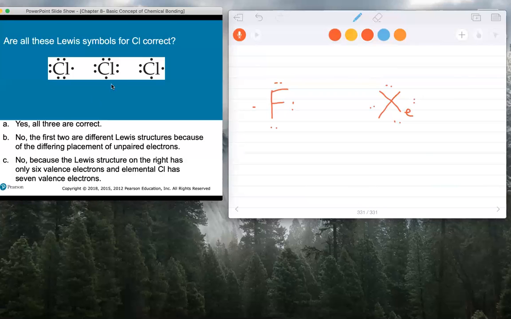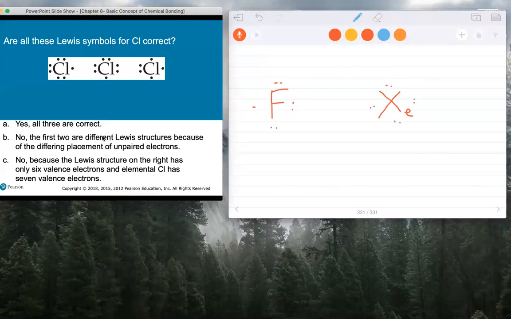Are all these correct? A, yes, all of them. B, no, the first 2 are different Lewis structures because of the different placement of unpaired electrons. C, which one is the appropriate answer for the PowerPoint slide on the right side of the screen? How will you respond to a question similar to what you see here?